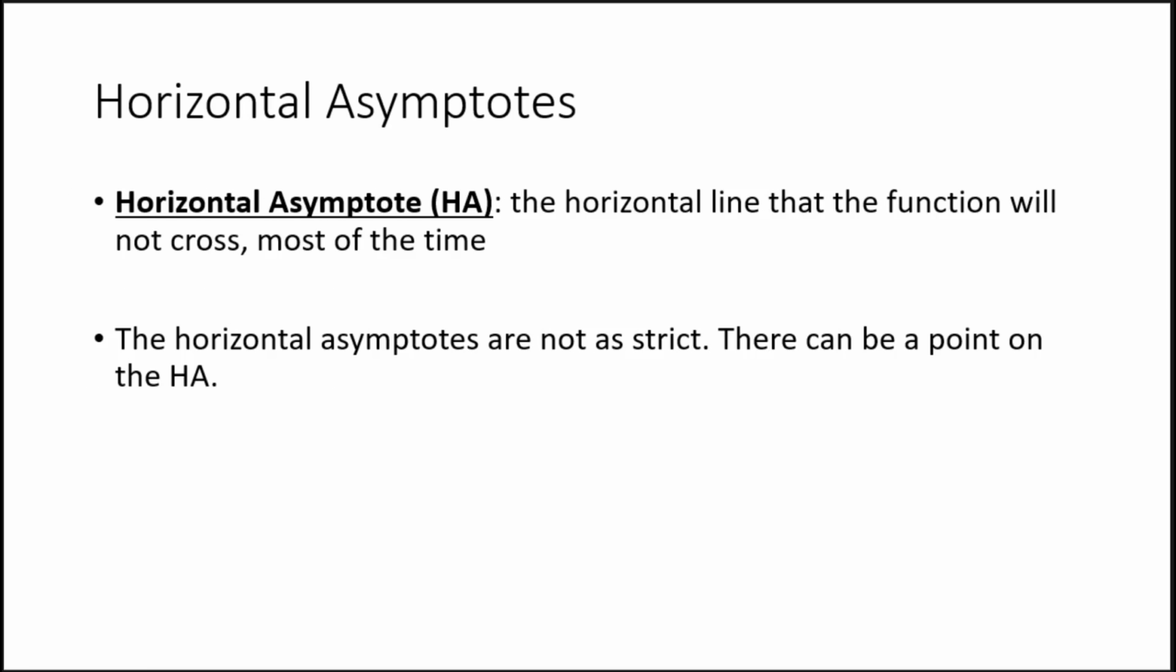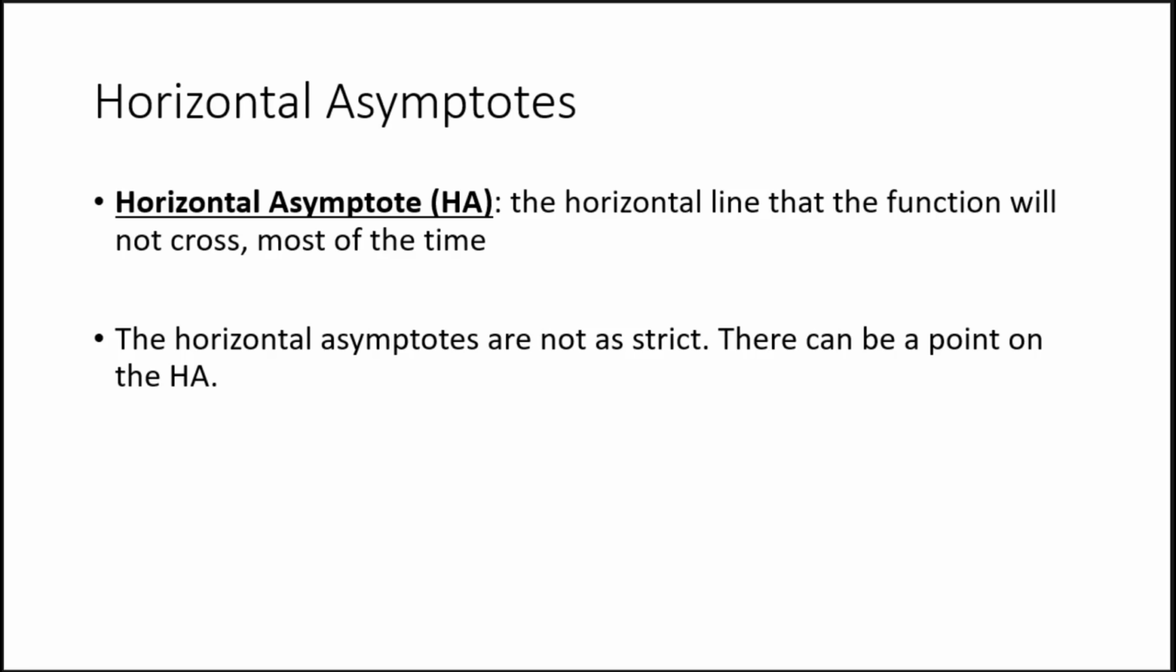All right, so horizontal asymptotes. The horizontal asymptote is the horizontal line. Again, we saw in the warm-up, on slide 2, I had that dotted out. It is the horizontal line that the function will not cross most of the time. It's not as strict as our vertical asymptotes. There can be points on the horizontal asymptote. It's just that most of the time it will not cross. It's only going to cross maybe once, maybe twice. But other than that, there will be no other points on the horizontal asymptote.